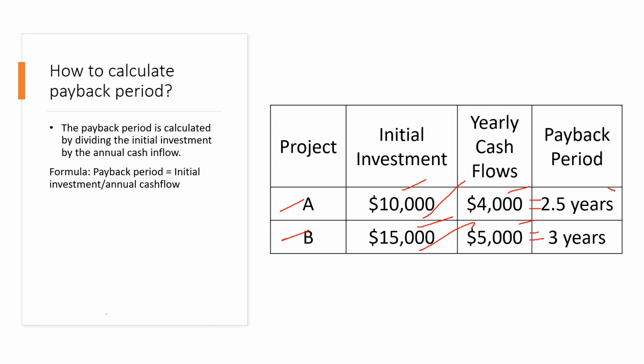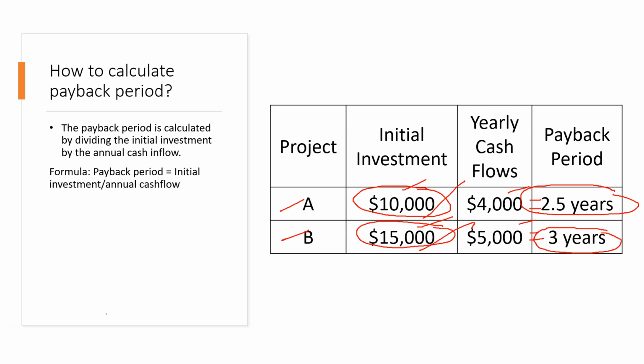What does this mean? This 2.5 years means within 2.5 years, you will be able to recover your full initial investment for project A, and it will take you 3 years to recover your initial investment from project B. And you can see if you are going to get $5,000 every year from project B, so within 3 years, you will be able to recover your initial investment.